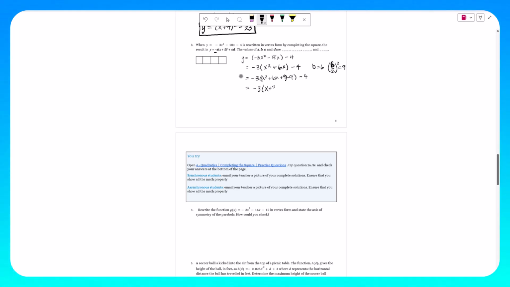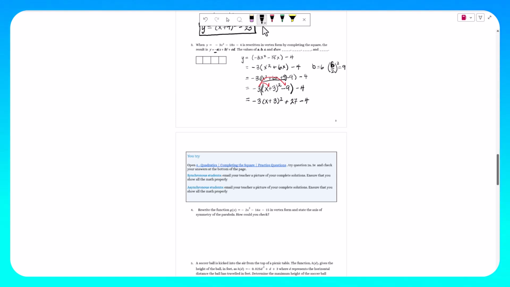And at any time, if you have doubt, you can take this, remembering all the brackets here, and FOIL it out to make sure you end up back with this trinomial. And then we're going to distribute that negative 3 through only these terms. And that's going to give us negative 3 times x plus 3 squared, and negative 3 times negative 9 is a positive 27. And we're going to subtract 4.